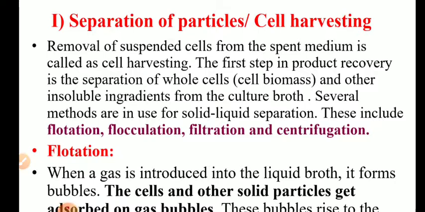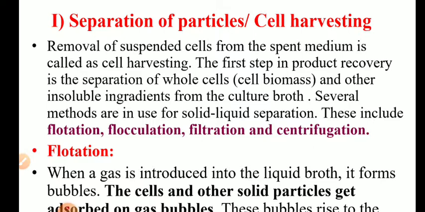The first step is separation of particles, that is solid liquid separation or cell harvesting. This is the removal of suspended cells from the spent medium, that is, from the fermented medium. Spent means waste. So removal of suspended cells from the fermented broth is called cell harvesting. This is the first step in product recovery. It is the separation of whole cells, microbial cells or cell biomass, and other insoluble ingredients from the culture broth.